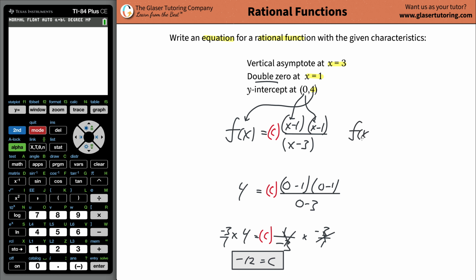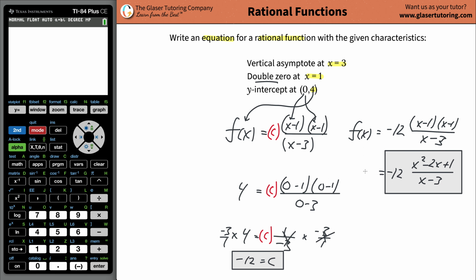In other words, you can write your answer like this: negative 12 times x minus 1 squared, all over x minus 3. And that's an answer. You might have to FOIL the top, but you can do that. It's just negative 12 times, then the top should become x squared minus 2x plus 1, all over x minus 3. And that's that. That's your f of x.